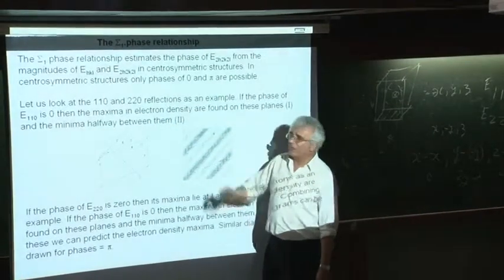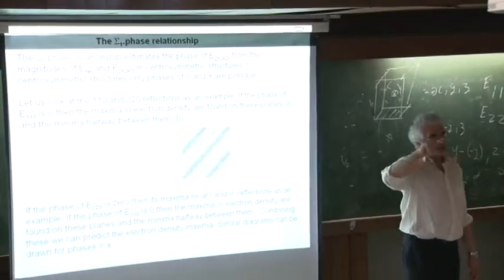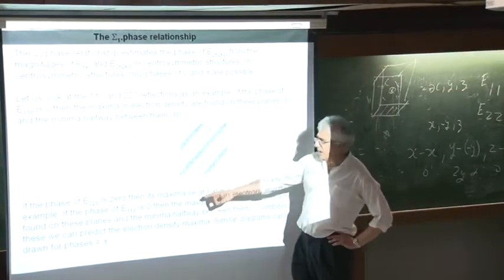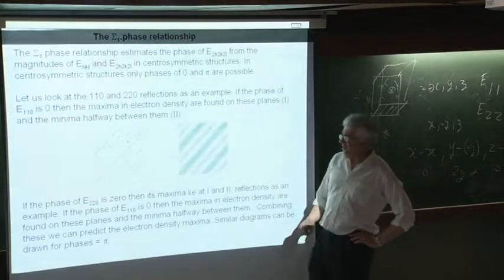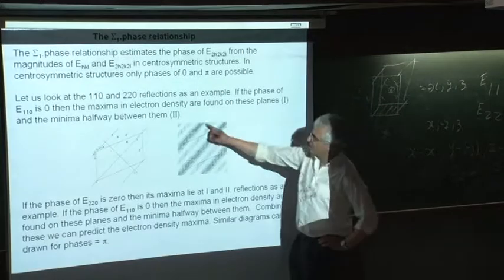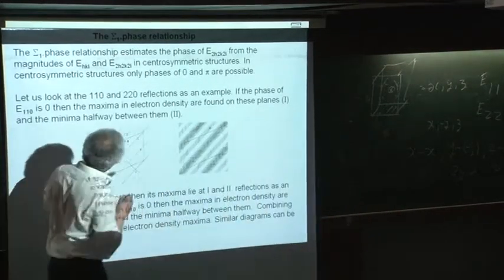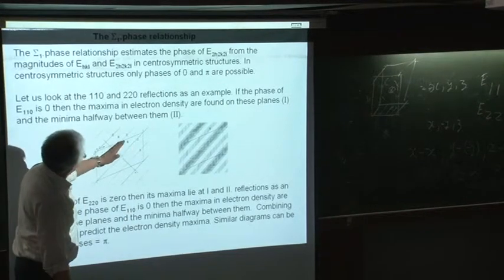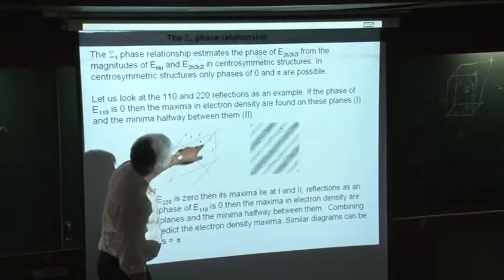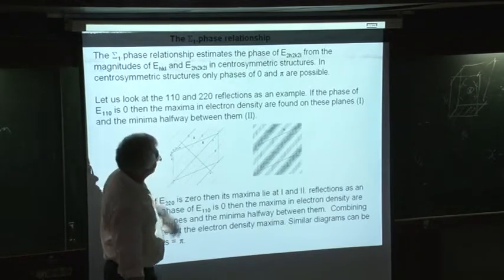And the minima are halfway between them, because we know that the phase is going to be only 0 or pi. So if the phase of 220 is 0, then its maximum will lie at points 1 and 2. So here's your cell, here's your 110s, these big ones here. Okay, so that's 1, 1, 0. Here's your 220s, which lie in between.